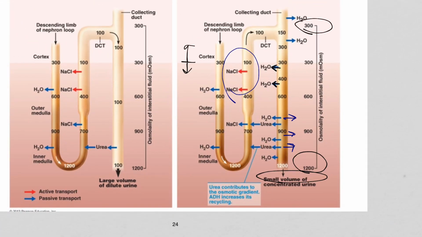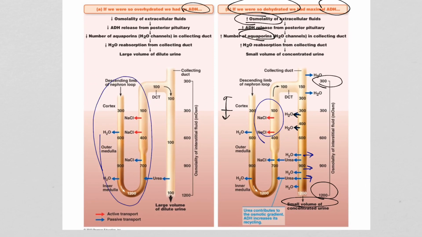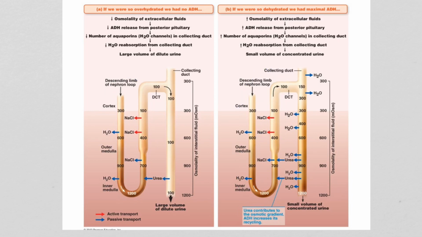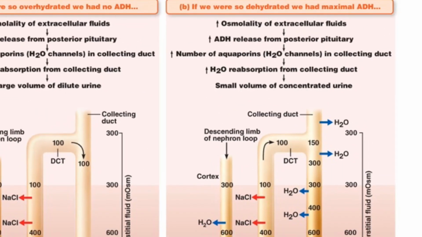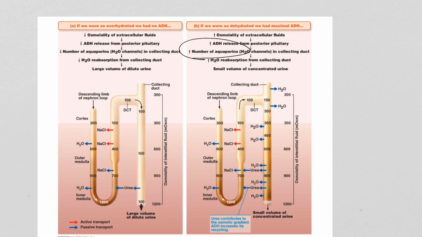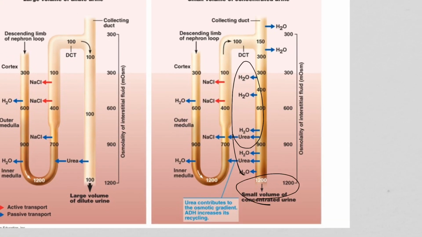And so all that's really changing here is, if you look at the two sides, what's going on in the loop on both sides? Exactly the same. The only thing that we're changing is if you're dehydrated, ADH's target cells are in the collecting duct. The thing that it does is add aquaporins. Aquaporins are water channels, and so you get that water reabsorption back into the blood, small volume of urine.